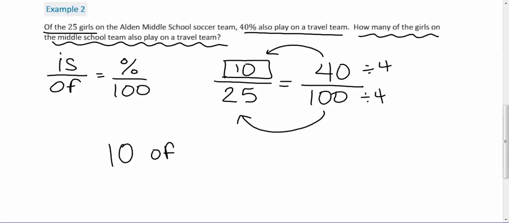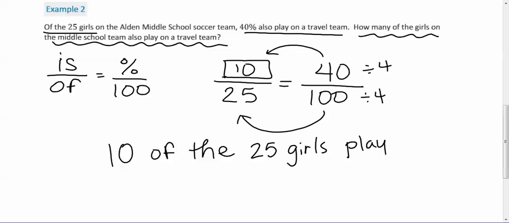No, it's not 10%. It's 10 out of 25, which is 40%. 10 of the 25 girls play on a travel team. And just a reminder, if we have a fraction, in this case 10 over 25, right, 10 25ths, we can always use our calculator.